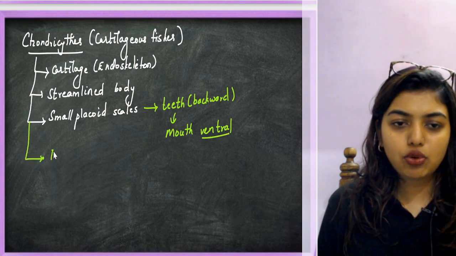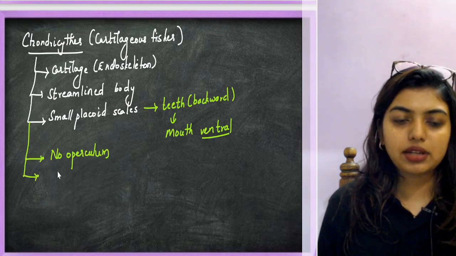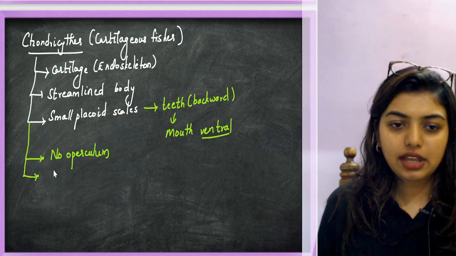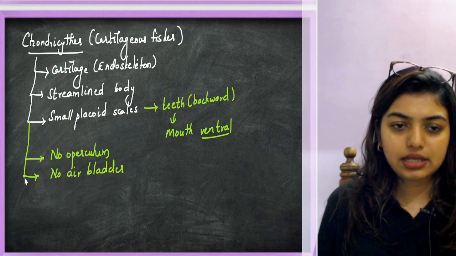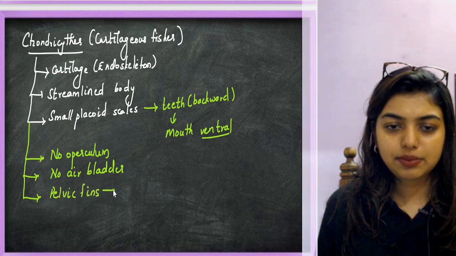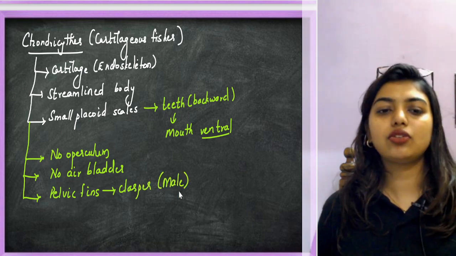They do not have an operculum to protect the gill slits. Gill slits are separate. Then, what we studied just now, they have no air bladder as well, so they have to keep floating. The next thing is on the pelvic fins, they have claspers. Claspers, this is in males. Clear?